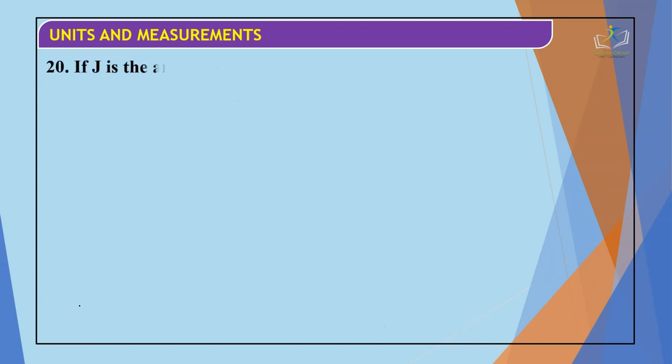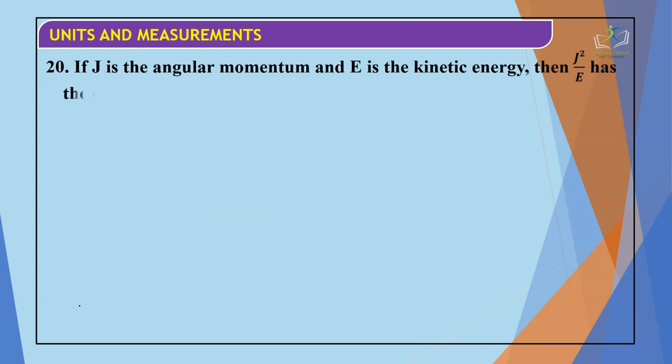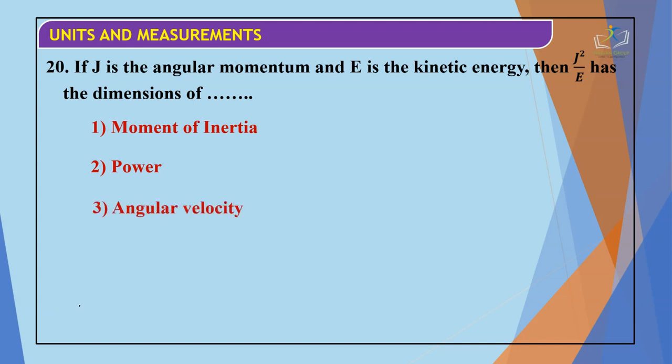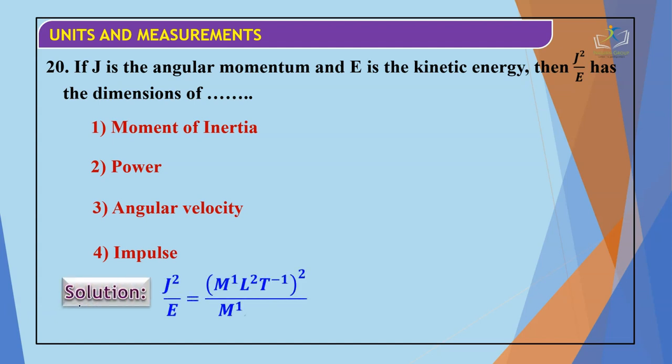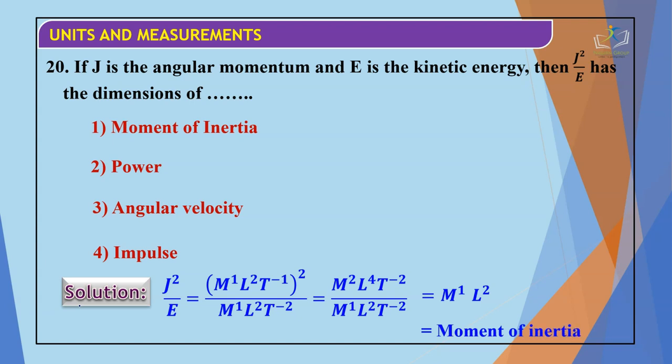Moving ahead, 20th question. If J is angular momentum and E is kinetic energy, then J square by E has the dimensions of moment of inertia, power, angular velocity, or impulse. So let's move with the solution part. J square by E. By their dimensions, J square by E comes to M L2, which is the dimension of moment of inertia. According to this, the correct option is option 1.